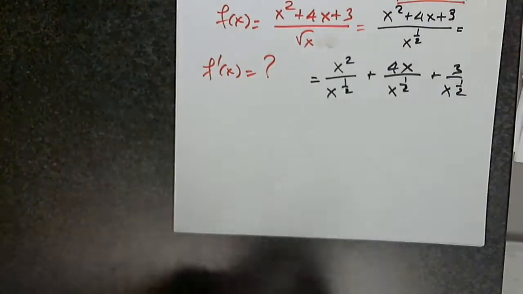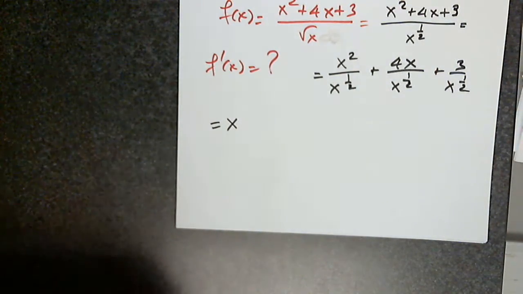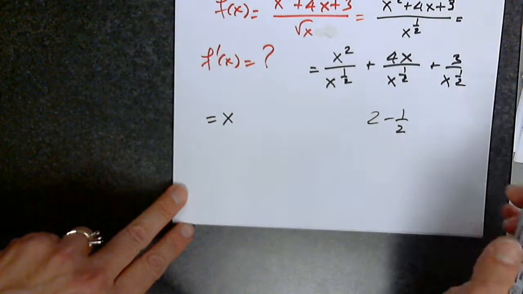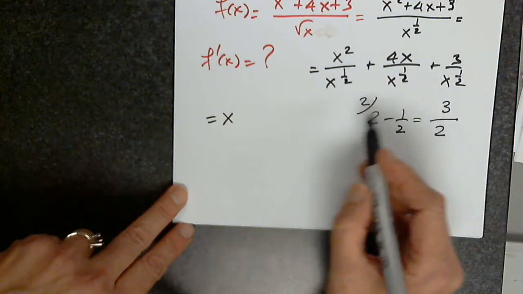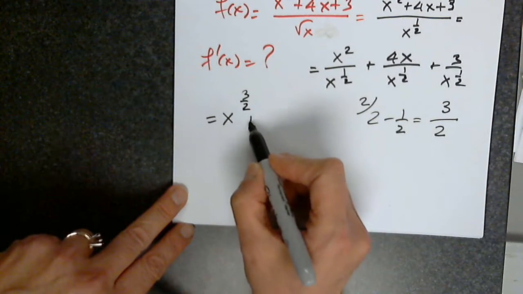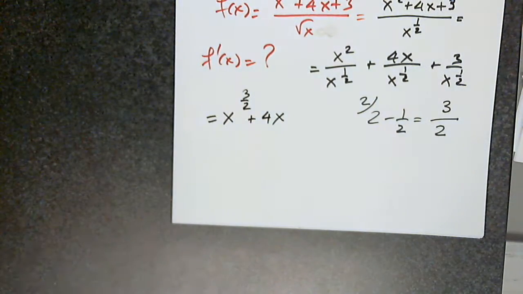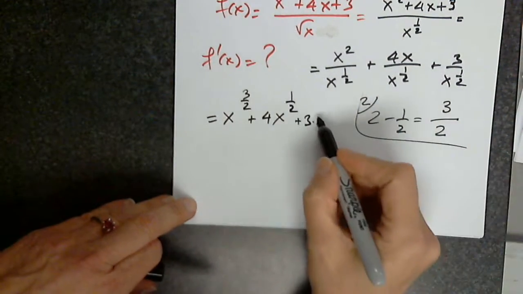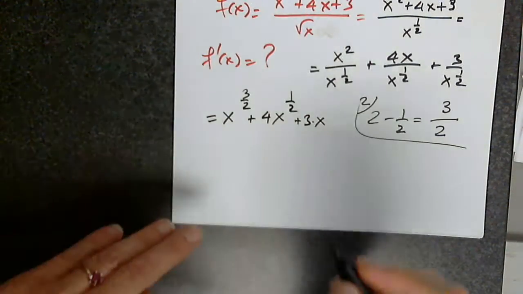So then, copy the base. What happens to the exponents? Subtract. From 2, I subtract 1/2. What do I get? The least common denominator. 4 minus 1, 3. So x to the 3/2 plus, copy the base. From the exponent of 1, exactly, thank you. And then finally plus 3 times x to which power? Indeed, very good.